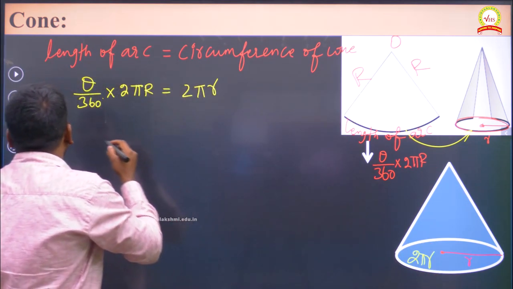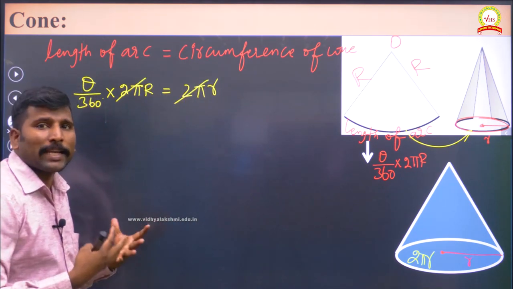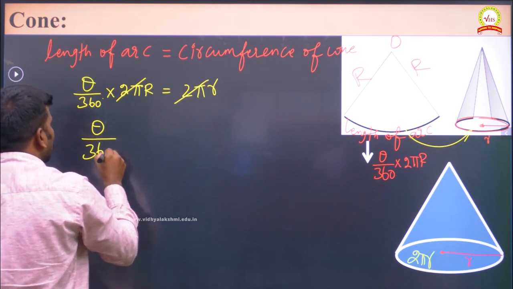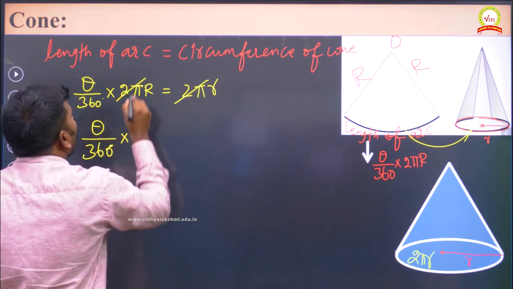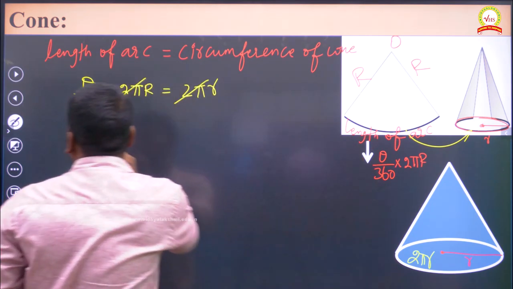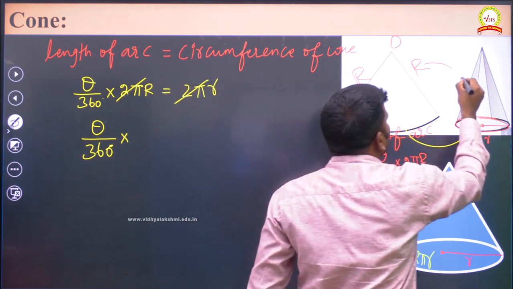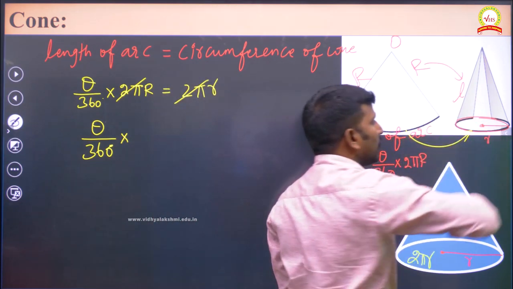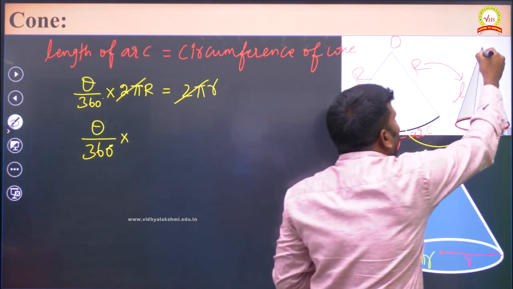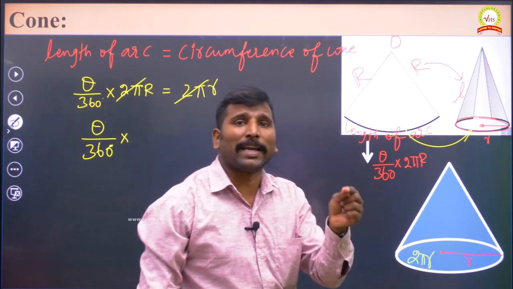Okay, now you see what is cancelled. 2 pi r is cancelled. What about the remaining we have here? Theta divided by 360 into R. R changed into what? Listen carefully, this is one of the important things. This R changed into slant height L. See children, when we fold this, R here is the slant height. Slant height only we are using as L.